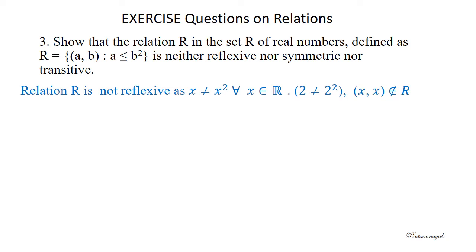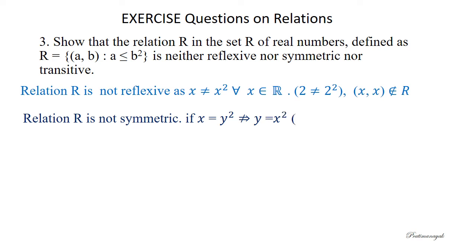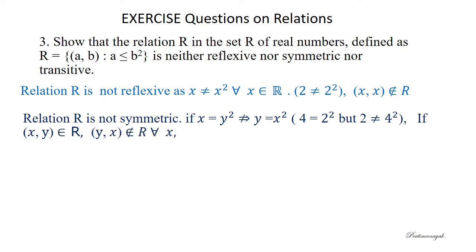So (x, x) does not belong to R for x belonging to the real numbers. Relation R is not symmetric. If x is equal to y square, this does not mean that y is equal to x square. For example, 4 is equal to 2 square, but 2 is not equal to 4 square. So if (x, y) belongs to R, (y, x) does not belong to R for all x, y belonging to the set of real numbers.